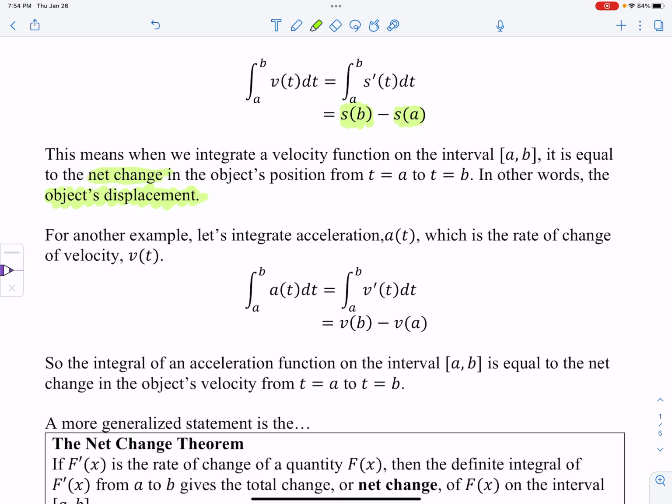So for another example, let's integrate an acceleration function. Let's integrate acceleration, a of t, which is the rate of change of velocity.